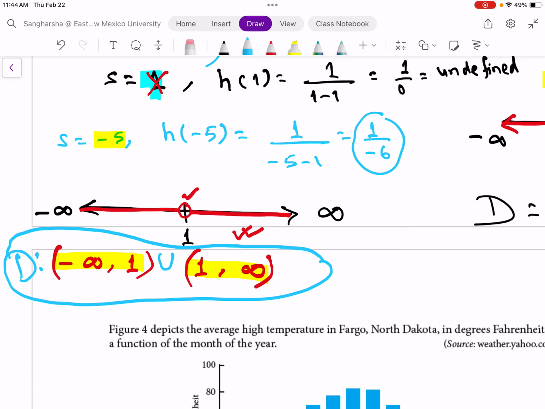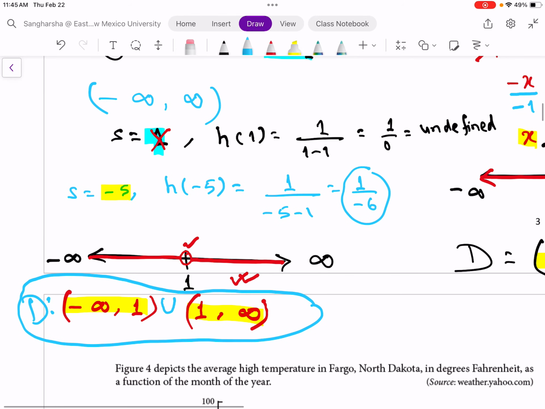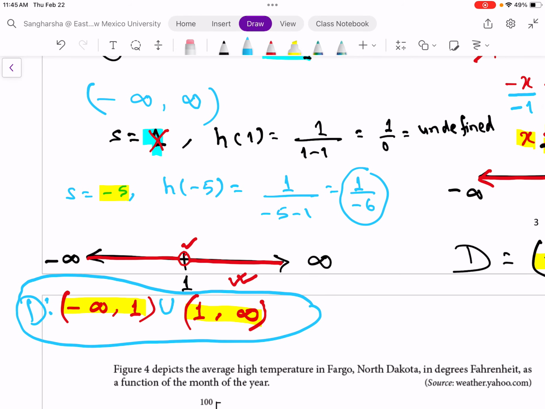Good? Okay. Now let's do the last example. Do you have any questions on this one? When you have a square root function, what are you going to do? You write whatever you have under the square root greater than or equal to 0, and you solve that. When you have a rational, you look for a number that makes the denominator equal to 0, and a number that makes the denominator equal to 0 is not in the domain.